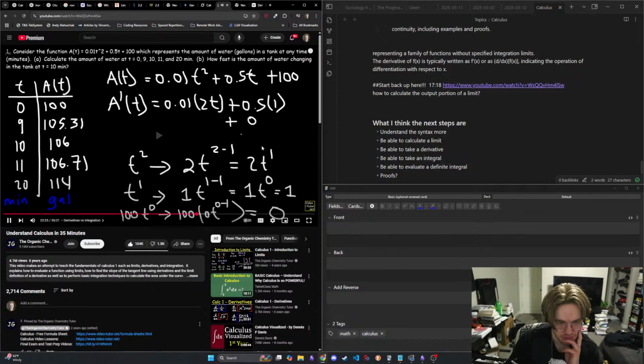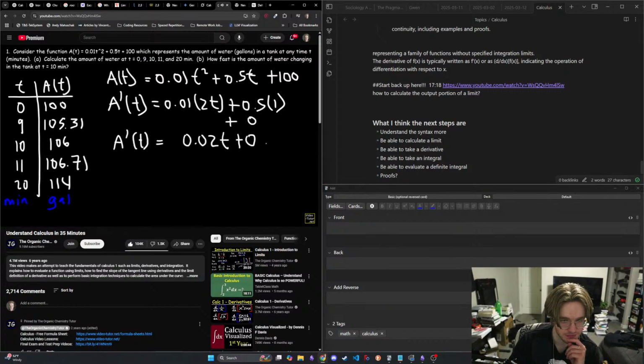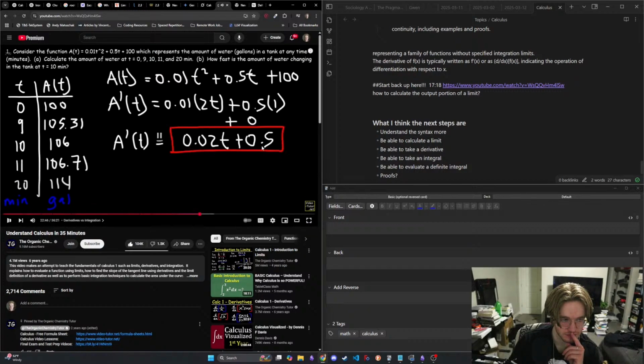Okay. So therefore, the derivative function is going to be a prime of t, which is 0.01 times 2, that's 0.02t, plus 0.5. So this is the derivative. It's going to tell us how fast the amount of water is changing in a tank. Okay. This is interesting.